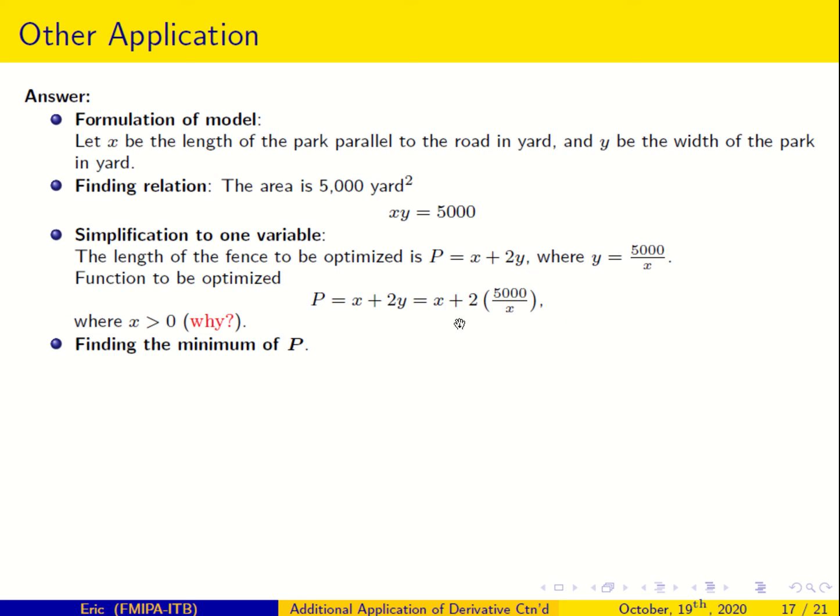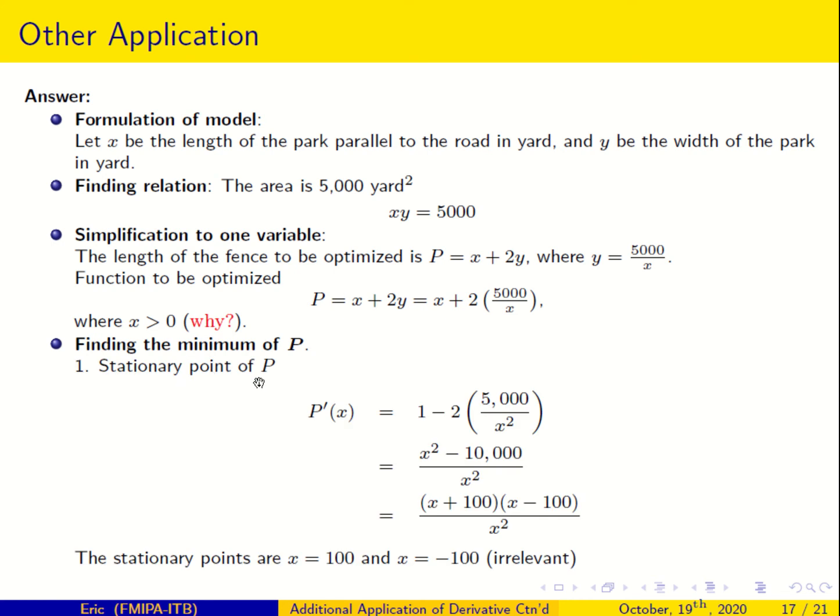Don't forget, x cannot be 0, because you would have a division by 0. So we have to find the minimum of this. Don't forget, this is just a one variable problem because it has been simplified.